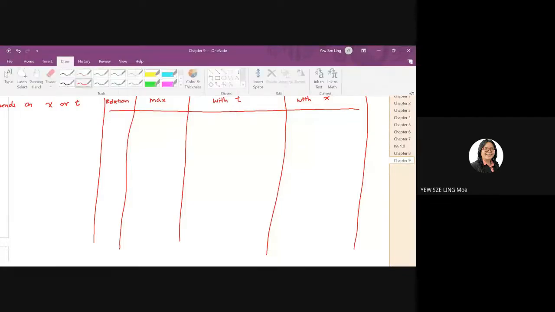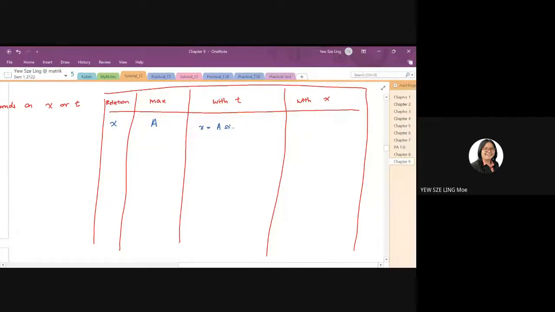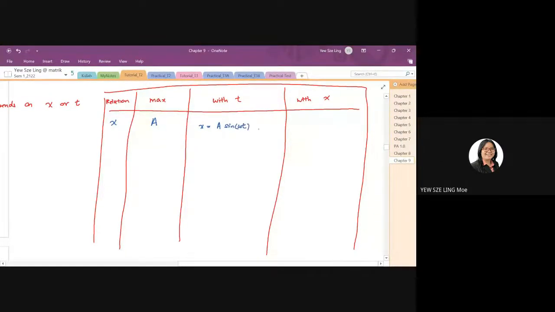So the first one, we have a variable x. The maximum displacement, we call it a. In terms of time, straight away x is equal to a sine omega t. With x, of course, it is straight away equal to x, because x itself is a displacement. You don't have to derive any new equations for it.